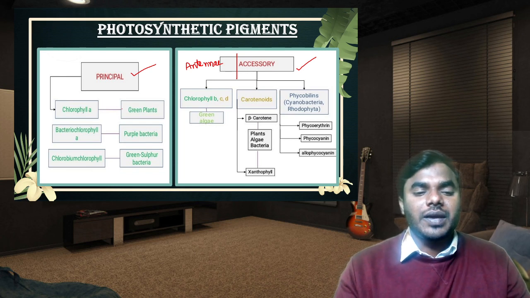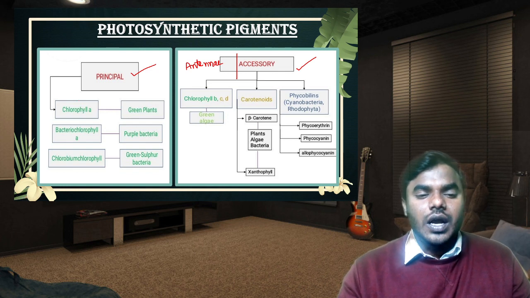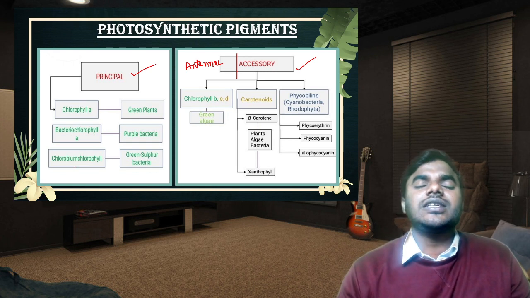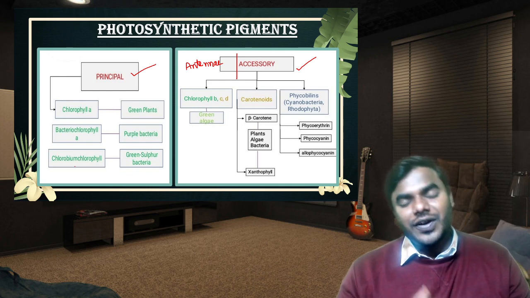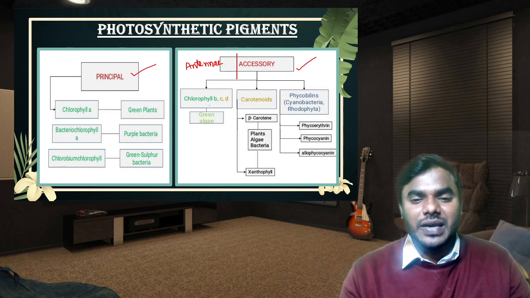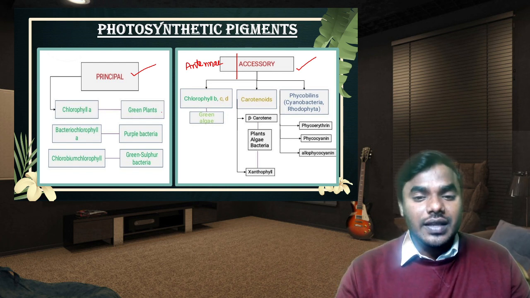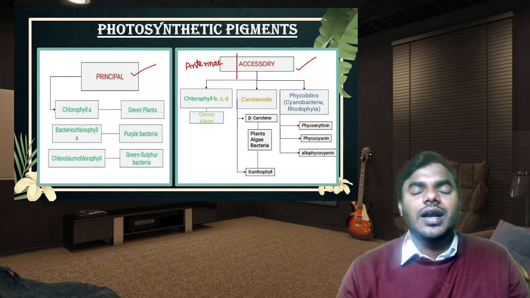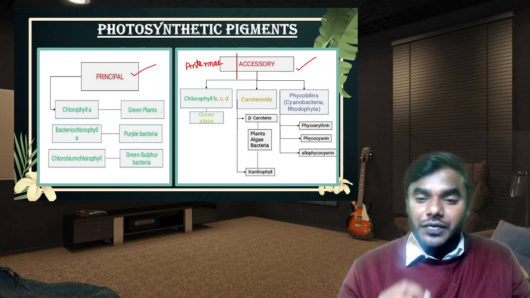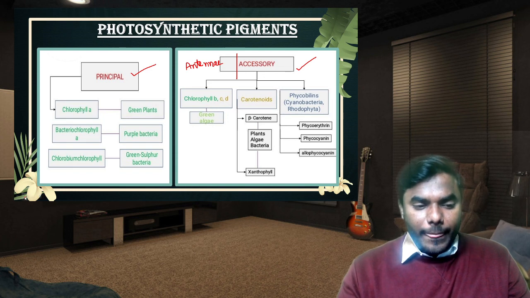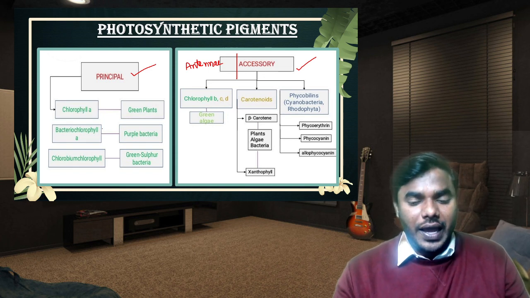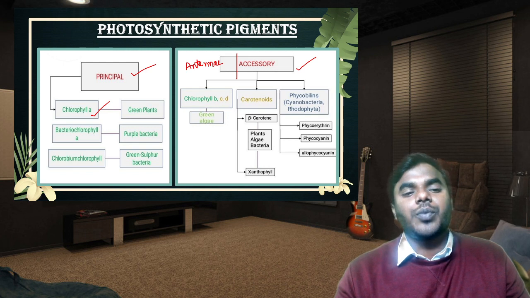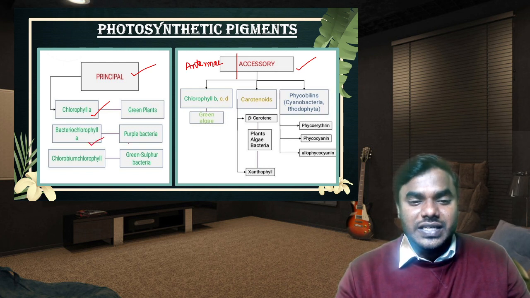Now, what are the principal pigments, which are present? Friends, chlorophyll a, bacteriochlorophyll a, chlorobium chlorophyll, these are said to be the principal pigments. What is the difference between chlorophyll a, chlorophyll b, c, d? Don't think that every green plant or every higher plant consists of all kinds of chlorophyll pigments, which is an absolutely wrong statement. What is the point you have to remember? Higher green plants majorly consist of chlorophyll a, and then another important one, bacteriochlorophyll a, which is present in the purple bacteria.